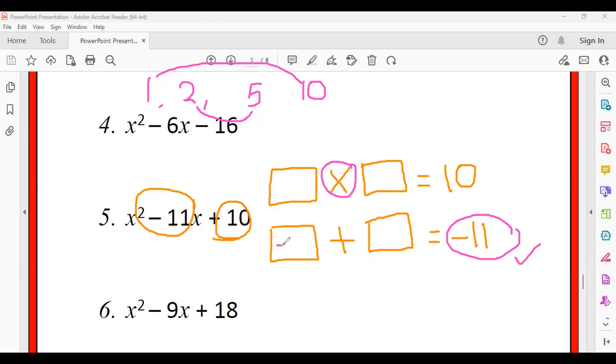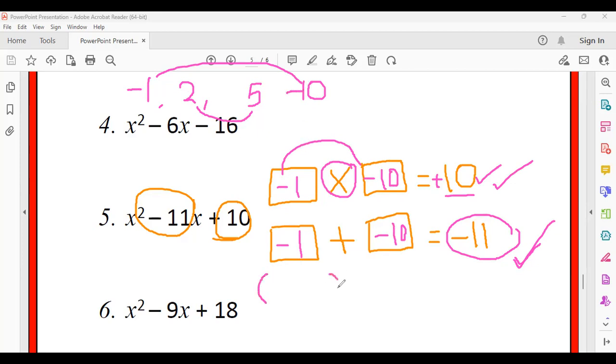Because if I use negative 1 and I have negative 10, negative 1 plus negative 10 is negative 11. You see that? And if I have negative 1, you must use the same factor and a negative 10. Remember your rule of negative: negative times negative will give you positive. So negative 1 times negative 10 is positive 10. Correct. So your factor is a negative 1 and a negative 10.